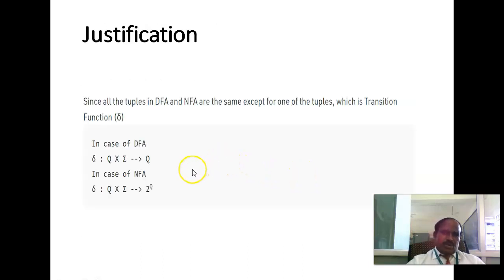I told you that a DFA contains Q, a set of states, and summation, a set of inputs. The mapping of Q and summation gives only a Q state for the DFA. But in the NFA, the mapping of Q and the summation symbol goes to 2 power Q. Except for this transition function, the remaining powers are similar for both NFA and DFA.